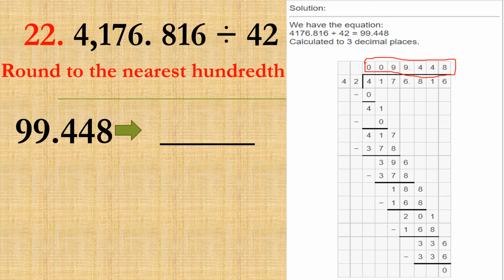What is the answer? 99.45, because this is 5 or more. Therefore, 44 will be rounded as 45. Okay? So 99.45. Okay? So that ends your example.